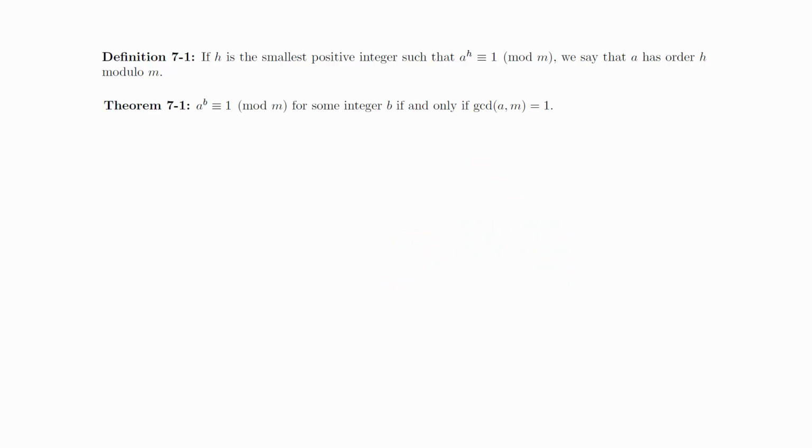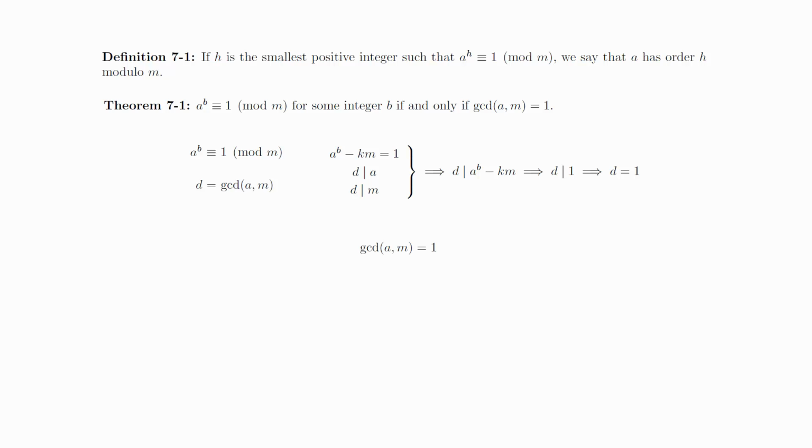9 is 6. Theorem: a to the b is congruent to 1 modulo m for some integer b if and only if the GCD of a and m is equal to 1. Suppose a to the b is congruent to 1 modulo m, and let d equal the GCD of a and m. First, observe that there exists an integer k such that a to the b minus km is equal to 1. Next, observe that since d is the GCD of a and m, we have that d divides a and d divides m, so that d must divide a to the b minus km. Therefore, d divides 1, and so we must have that d is equal to 1. In other words, the GCD of a and m is 1.